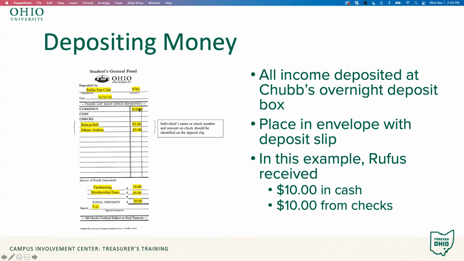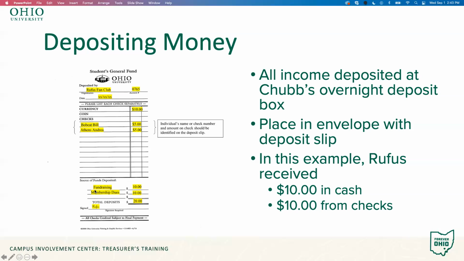So you can see here, you need to fill out your club name and your account number. In this case, you use your 4-digit account number, and then how much money. So currency would be cash, anything like that. Coins would obviously be coin. And for checks, you would write the individual's names. That seems a little ancient at this point, but we do still have some organizations that use checks and deposit them.